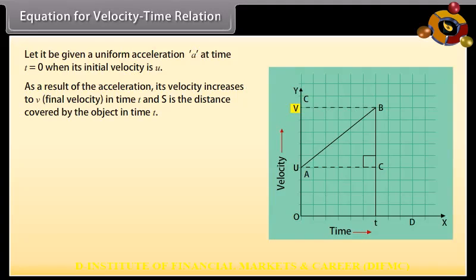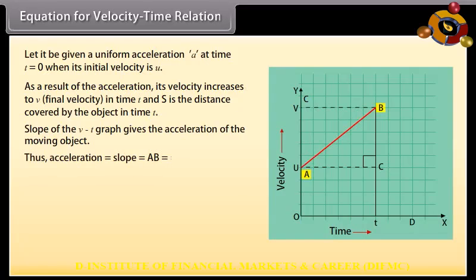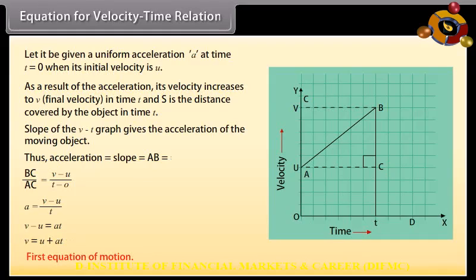The figure shows the velocity-time graph of the motion of the object. Slope of the v-t graph gives the acceleration of the moving object. Thus, acceleration is equal to slope, which equals AB, which equals BC upon AC, which is equal to (v minus u) upon (t minus 0), where a is equal to (v minus u) upon t. This gives v minus u equals at, so v equals u plus at, which is the first equation of motion.